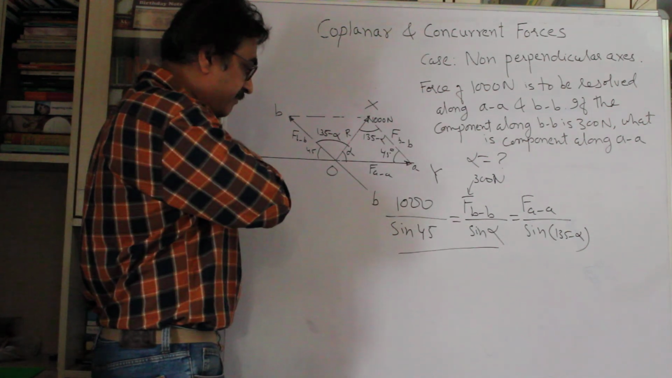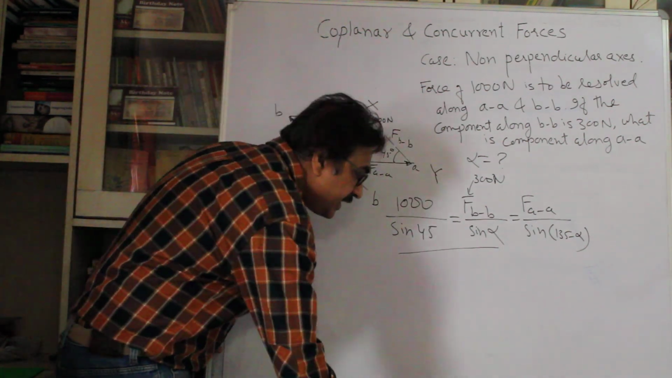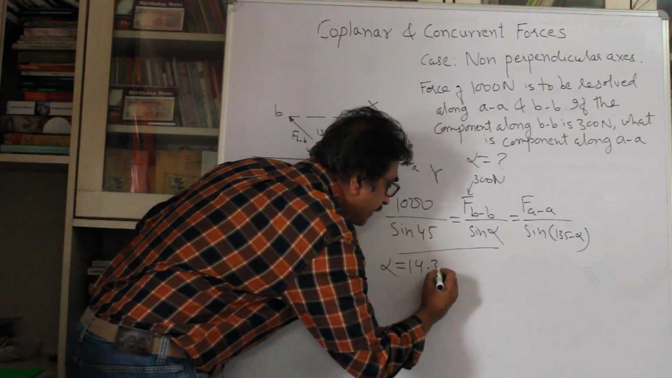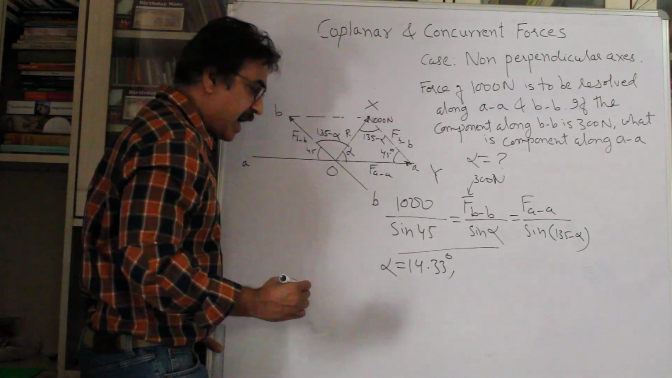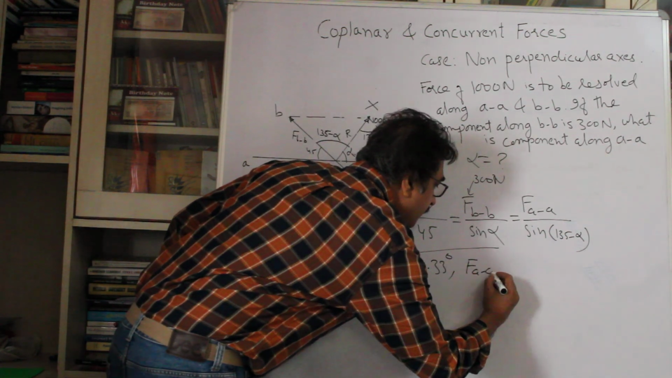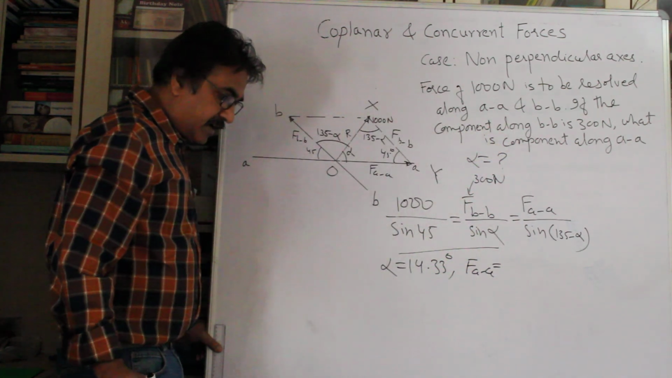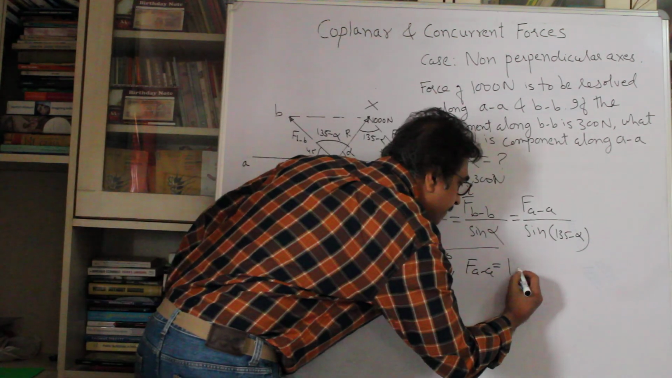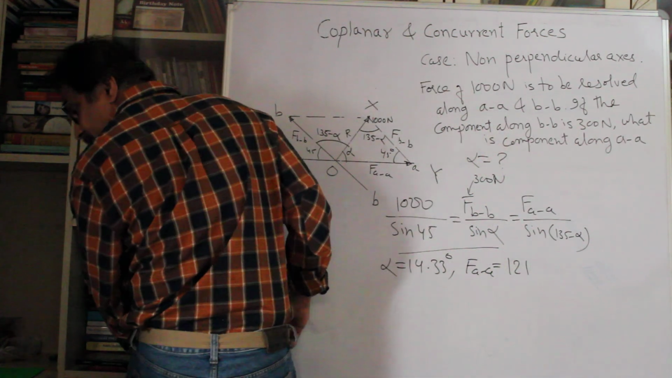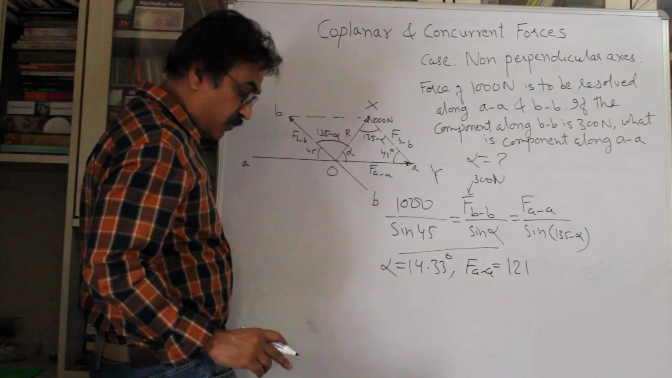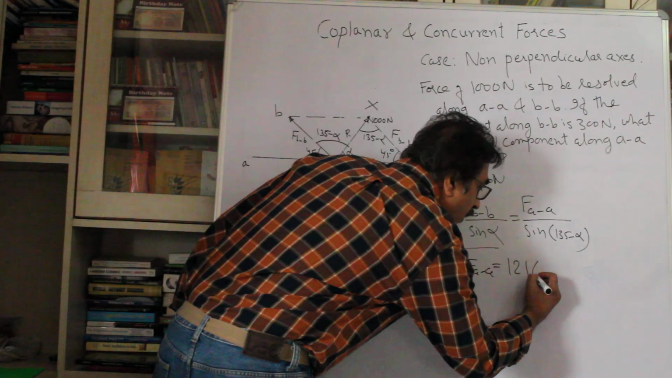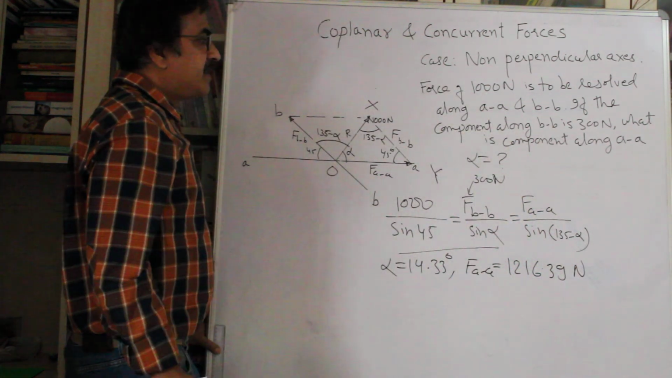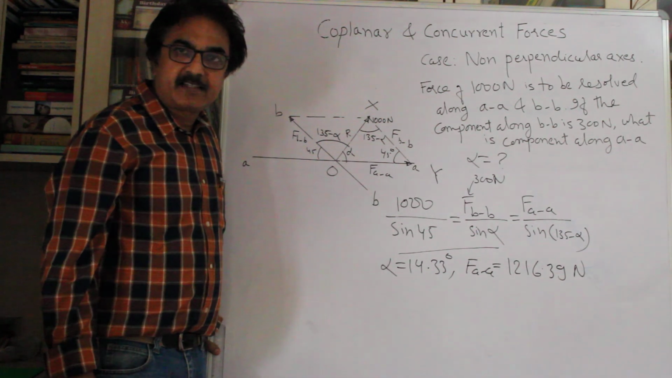So let me write down the values. Alpha is 14.33 degrees and FAA is 1216.39 newtons. So this is the answer. Thank you.